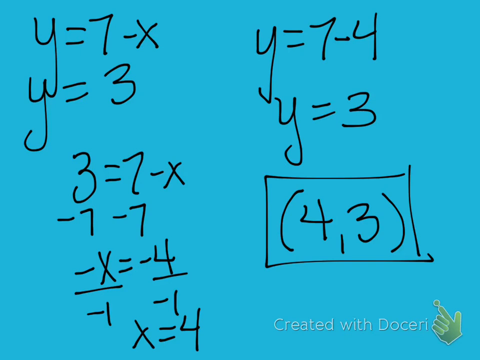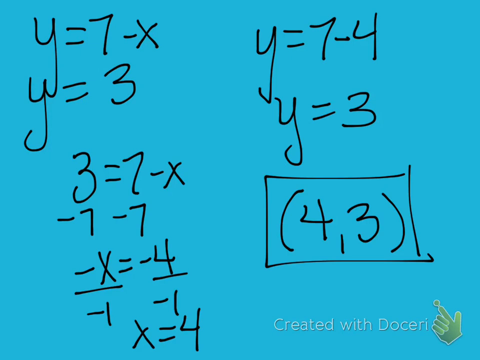So our new equation would be 3 equals 7 minus x. We would then have to subtract 7 from both sides, giving us negative 4 equals negative x. We would then have to divide both sides by negative 1 to get x by itself. When we do that, we end up with x equals positive 4.